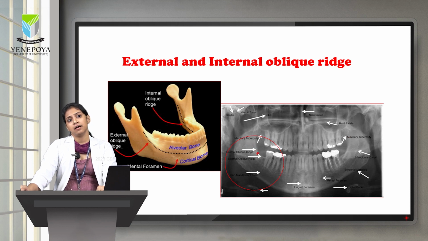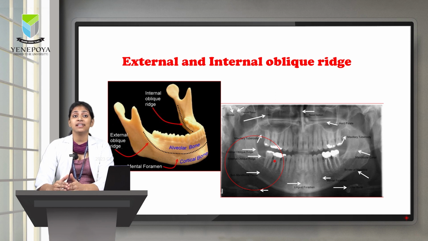This is the external and the internal oblique ridge. Many times on a panoramic radiograph, we may not be able to distinguish and see the external and internal oblique ridge separately. They will be superimposing onto each other.